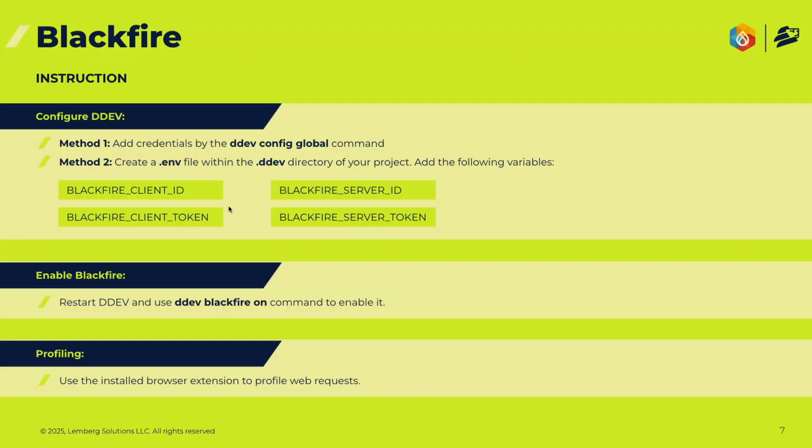Also, it's possible to just create a .env file inside the DDEV directory, and then you need to specify those 4 keys for it to work. And then when you use it, it's basically the same. DDEV Blackfire on, DDEV Blackfire off, and you're good to go.